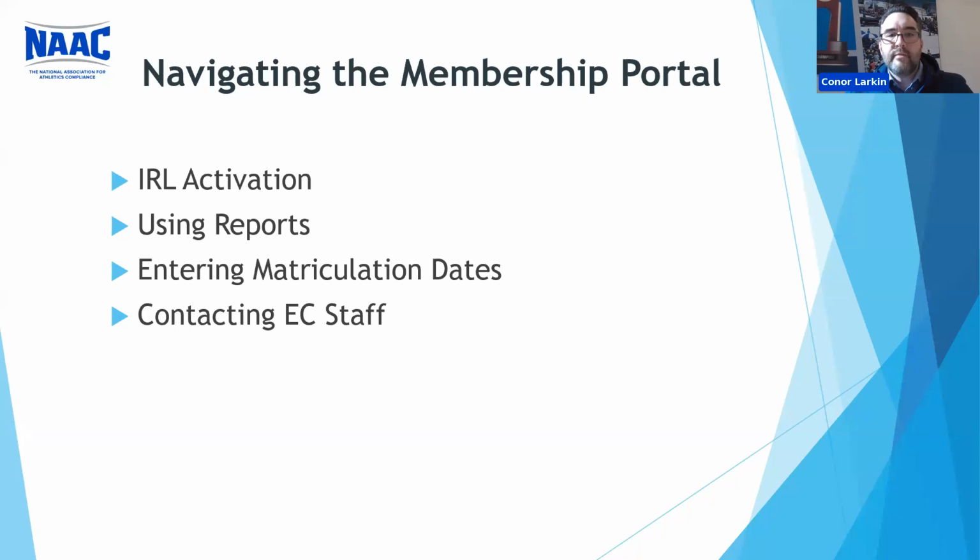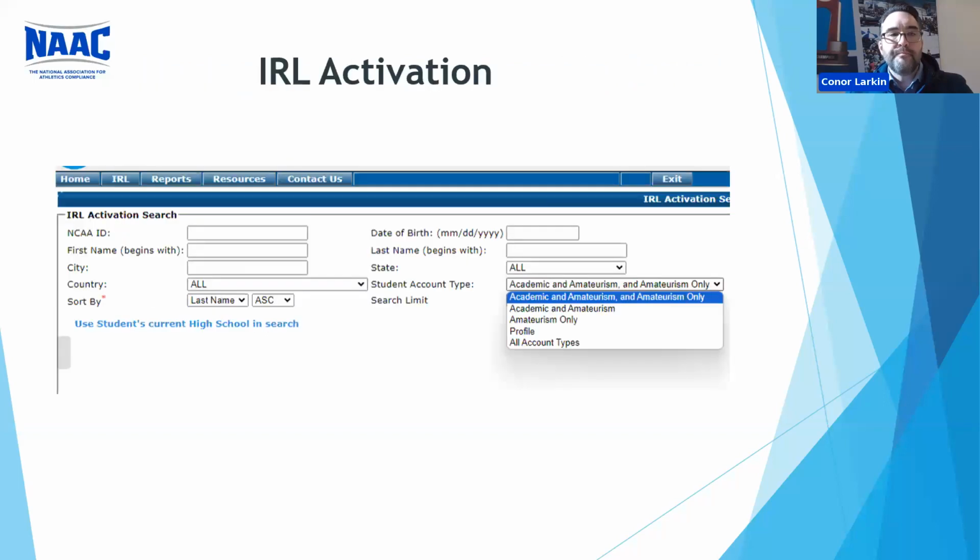We'll also cover the Reports tab, which you will use to access student information and compile reports for yourself and for your athletics colleagues. And next, we'll walk through the new matriculation letter submission process, which is a brand new feature that we recently added to the EC portal back in September, and also discuss briefly about contacting the EC staff. So let's get started with the account activation steps.